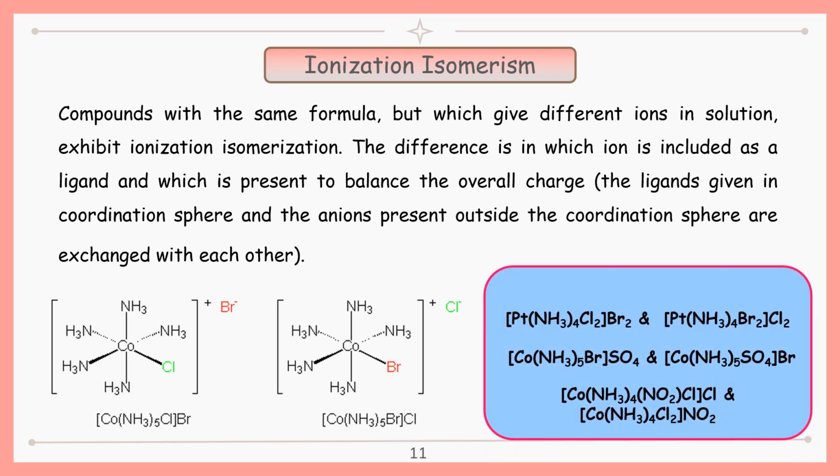So this particular isomerism is called ionization isomerism, and some other examples are also given here, which include the complexes of platinum and complexes of cobalt.